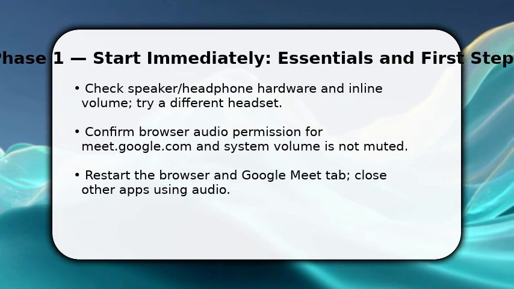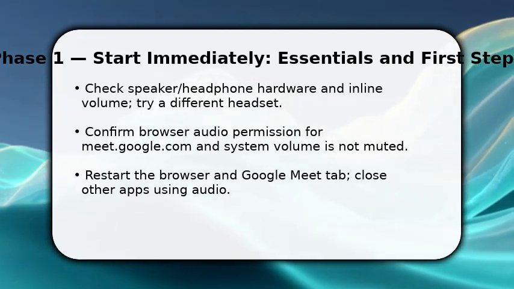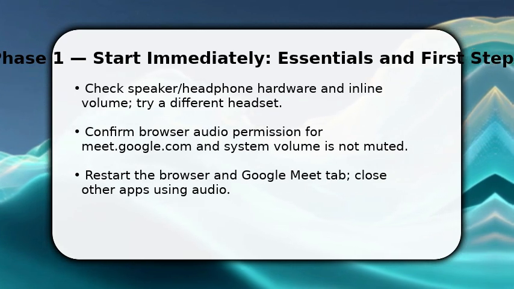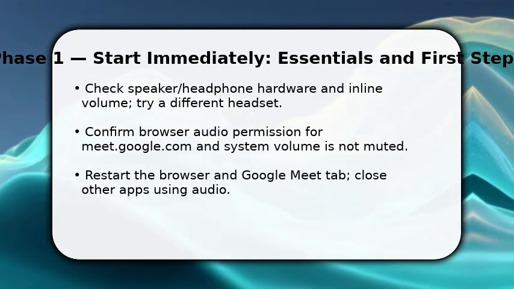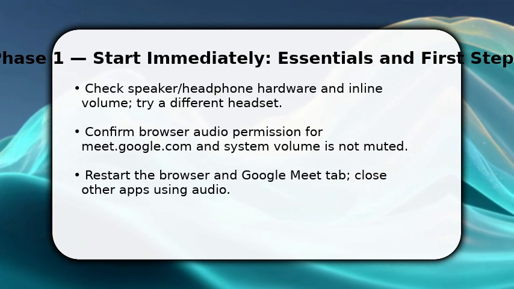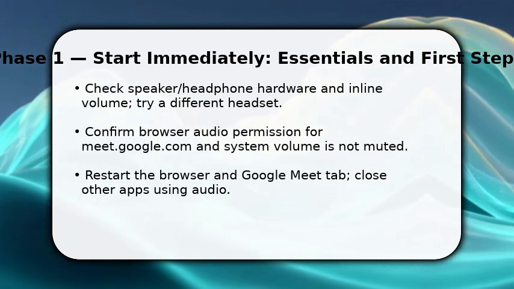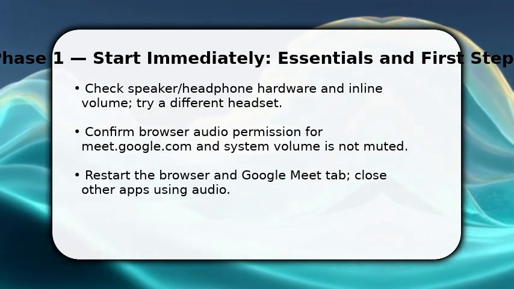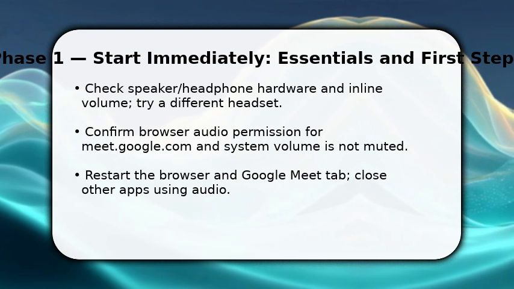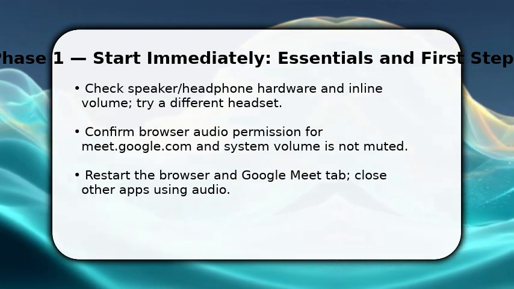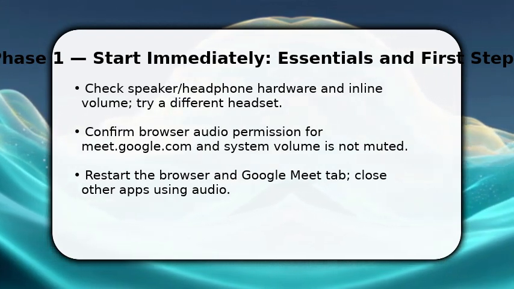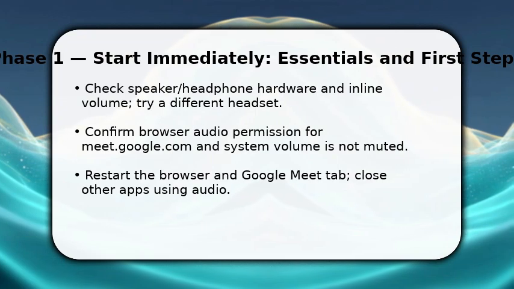You start by proving sound can come from your device. First, plug in or swap headphones and raise system volume. You want hardware verified. Once done, open Meet, click the lock icon, and confirm microphone and camera permissions. Audio must be allowed for meet.google.com. Then, close background apps that may grab sound. Restart the browser and reopen the meeting. This clears temporary locks. These steps eliminate the most common, immediate causes before deeper changes.